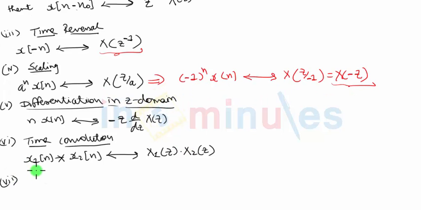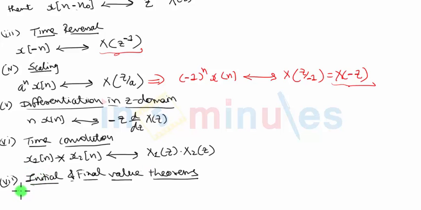And one last property that we will discuss is called initial and final value theorems. Initial and final value theorems state that if I want to find the initial value of the signal, that means x of 0, then what I have to do is find the limit of x of z as z tends to infinity. So if I apply this limit on x of z, then I'll get one value, and that value will be nothing but the initial value x of 0.